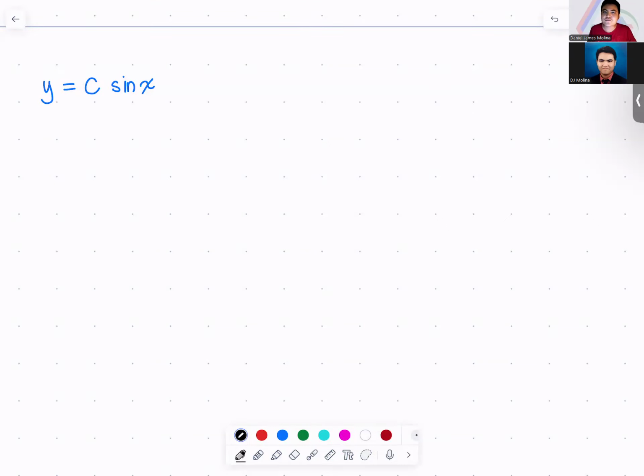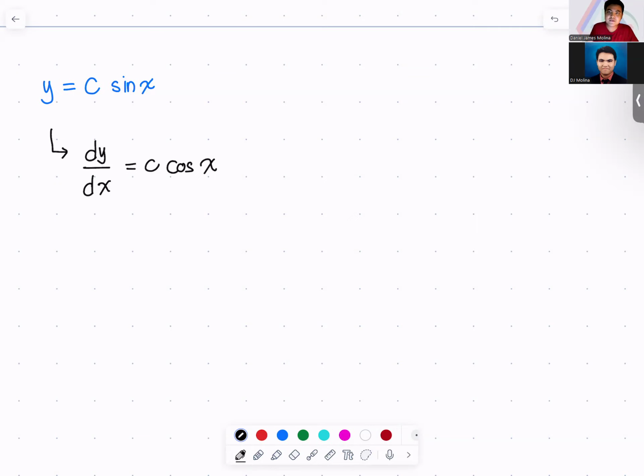Now, the elimination of arbitrary constants does not always end as easily as the first example. So how about this example? Let's try to determine the differential equation. We only have one arbitrary constant here, so we just have to differentiate once. Differentiating it once, we have dy over dx equal to c times the derivative of sine x, which is cosine of x. Now, we cannot differentiate further.